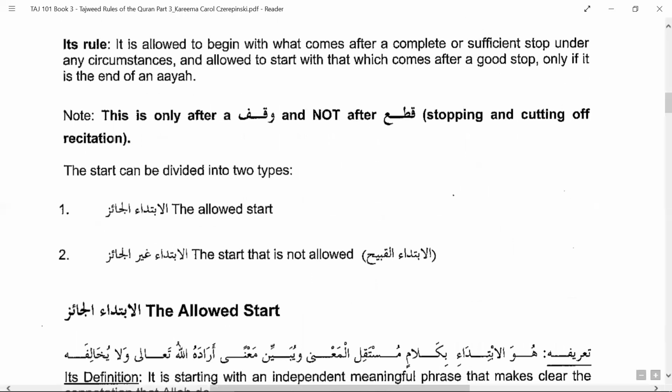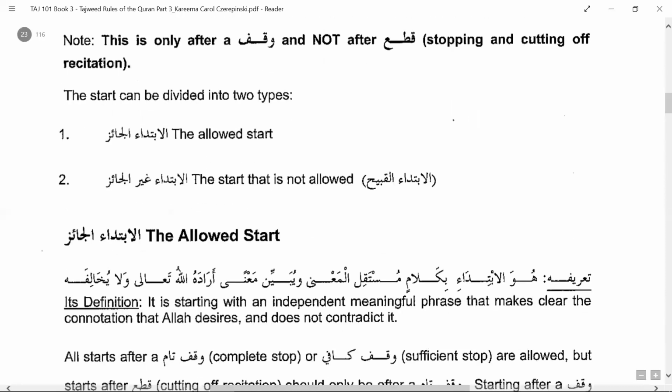This is only after a waqf and not after qata. Waqf means a stop, and qata means a cutting of recitation. So what is mentioned here is that the rule is only after a stop. When you make a stop, it is not for the cutting off of recitation.